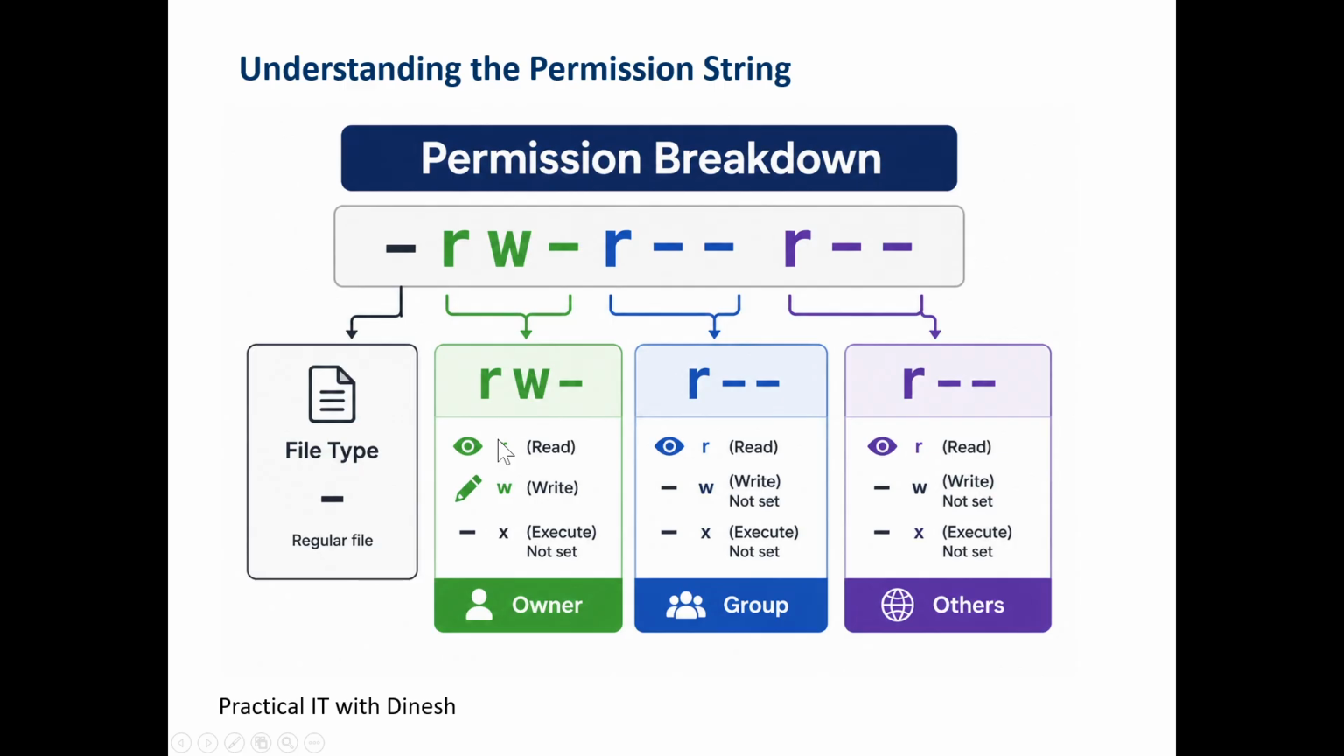The next three characters belong to the owner. The next three belong to the group. And the last three belong to everyone else. Once you understand these three blocks, permissions become much easier.